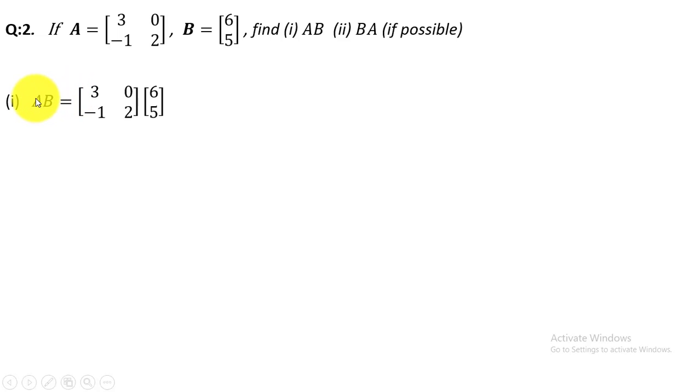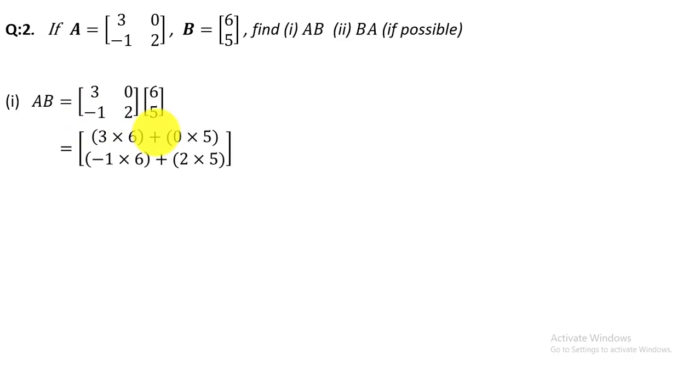Now we find the product of A times B. First entry is obtained by the product of first row times first column. Second entry is obtained by the product of second row times first column. So 3 times 6 plus 0 times 5, and -1 times 6 plus 2 times 5.